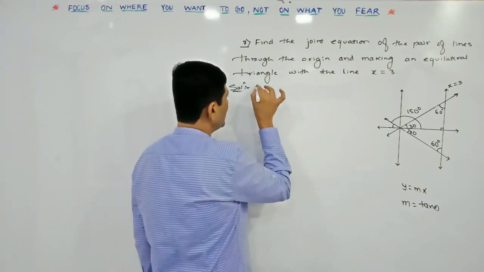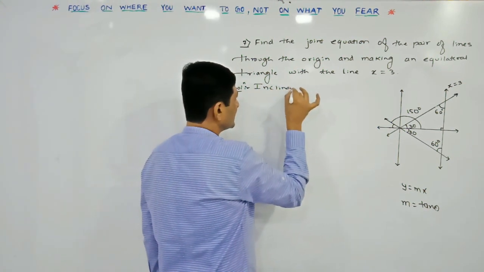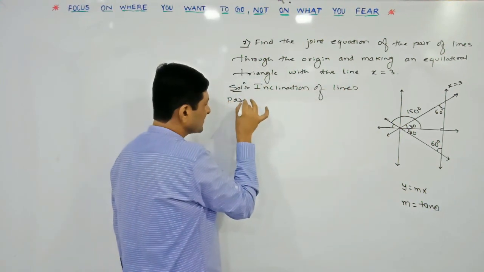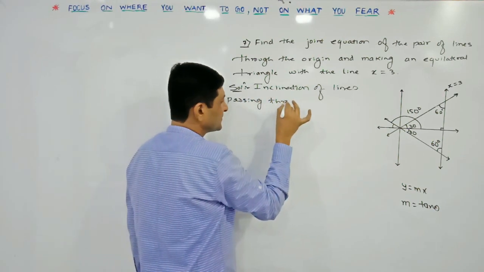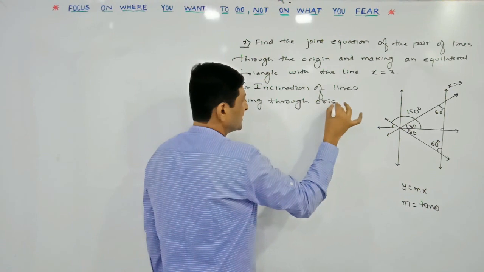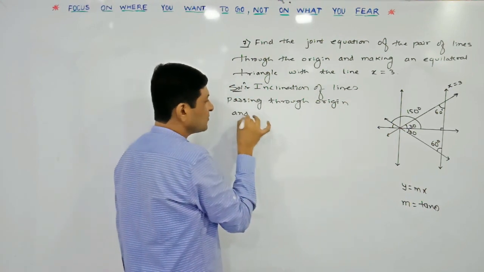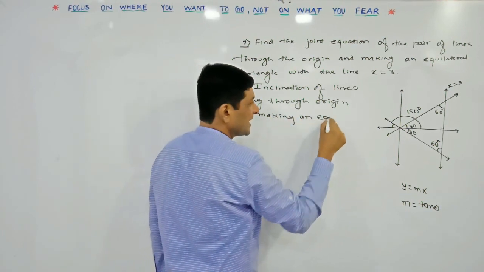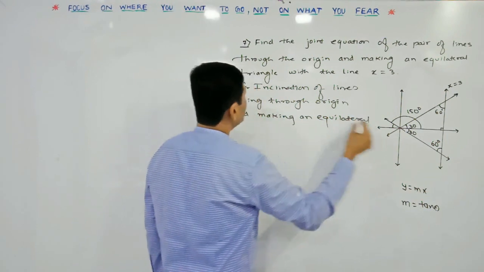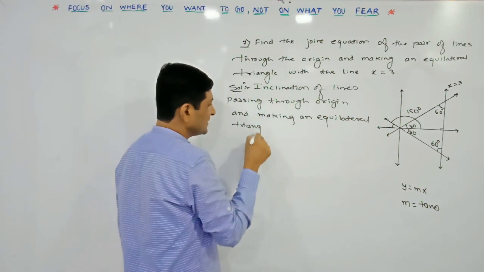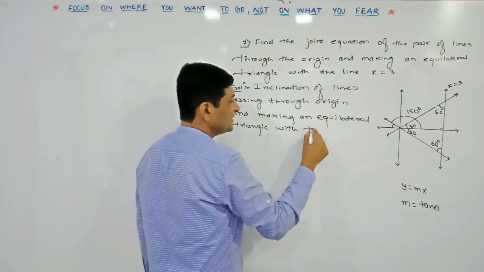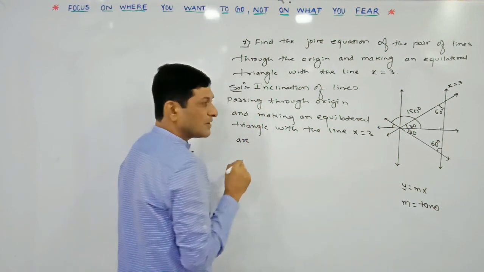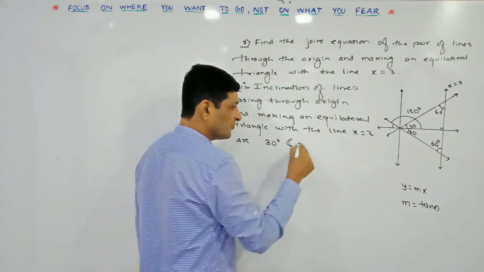So here write down: inclinations of lines passing through the origin and making an equilateral triangle with the line x is equal to 3 are 30 degrees and 150 degrees.